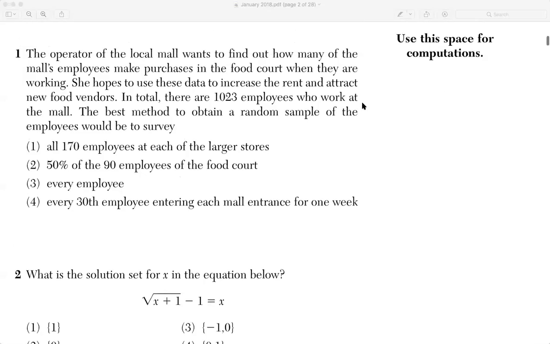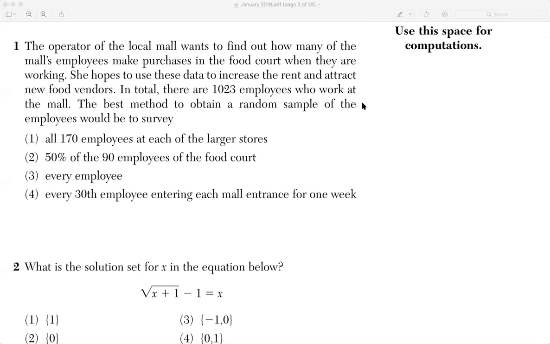Okay, let's get going. Number one, the operator of a local mall wants to find out how many of the mall's employees make purchases in the food court when they are working. She hopes to use these data to increase the rent and attract new food vendors. In total, there are 1,023 employees who work at the mall.